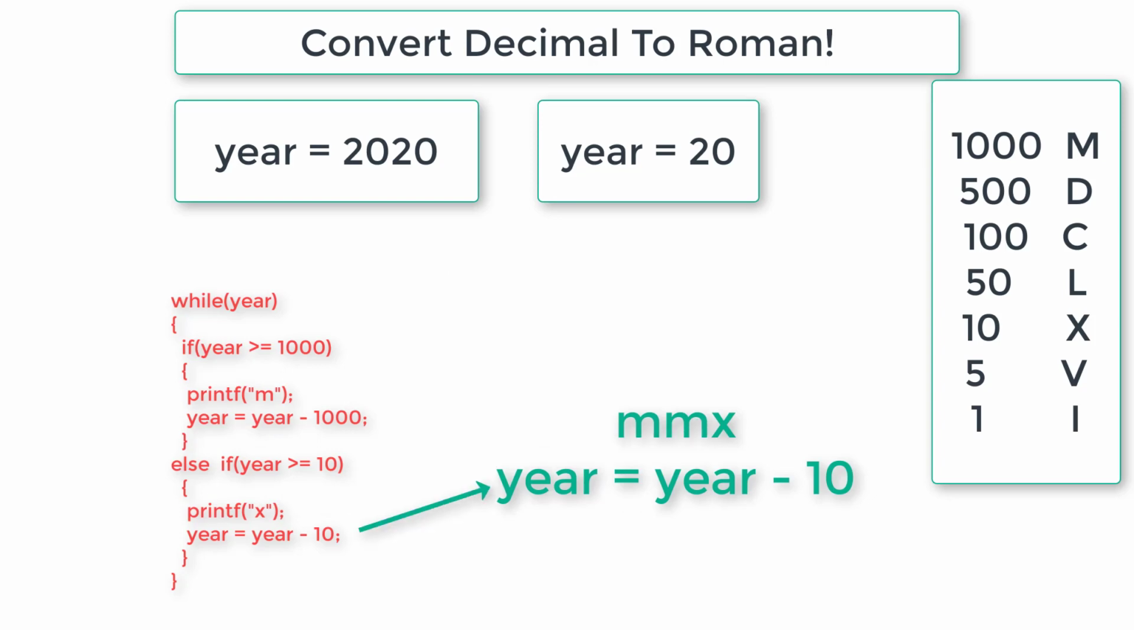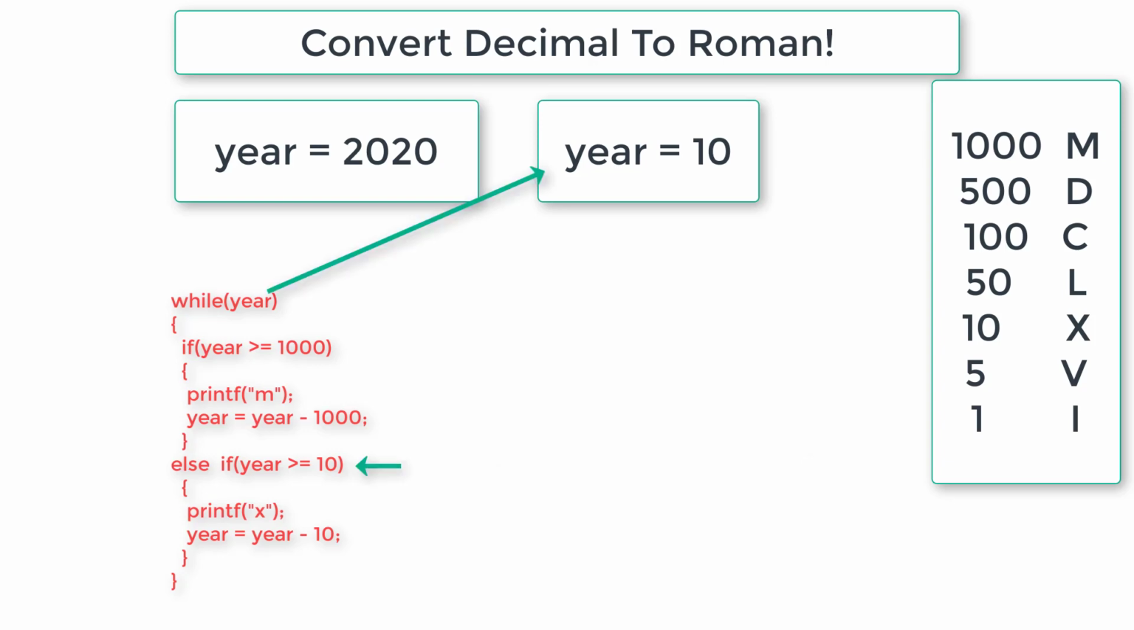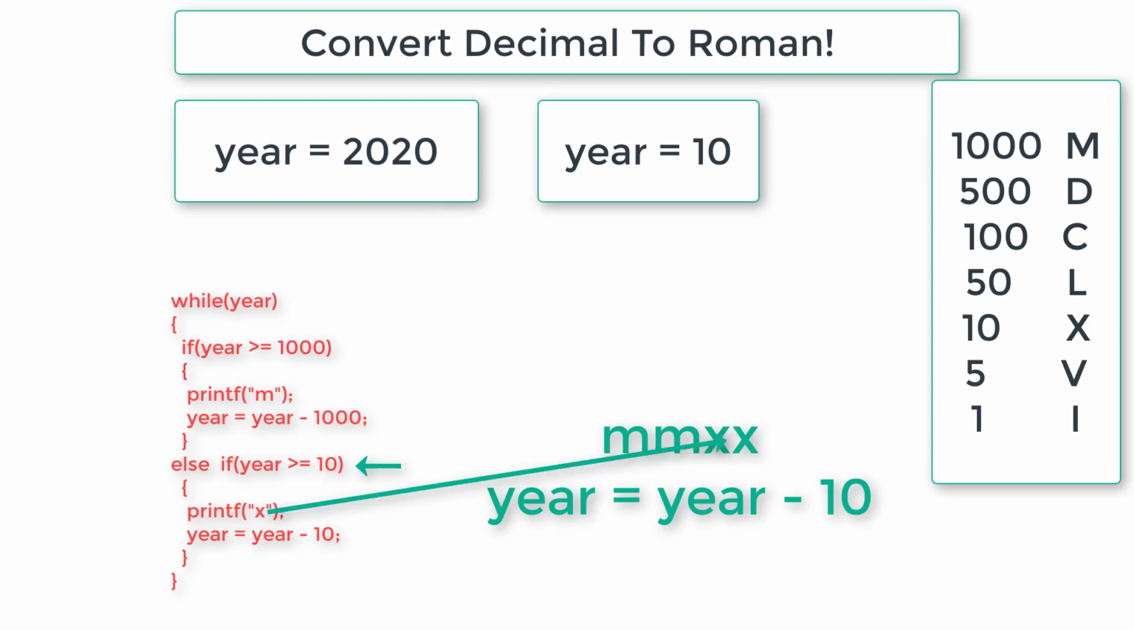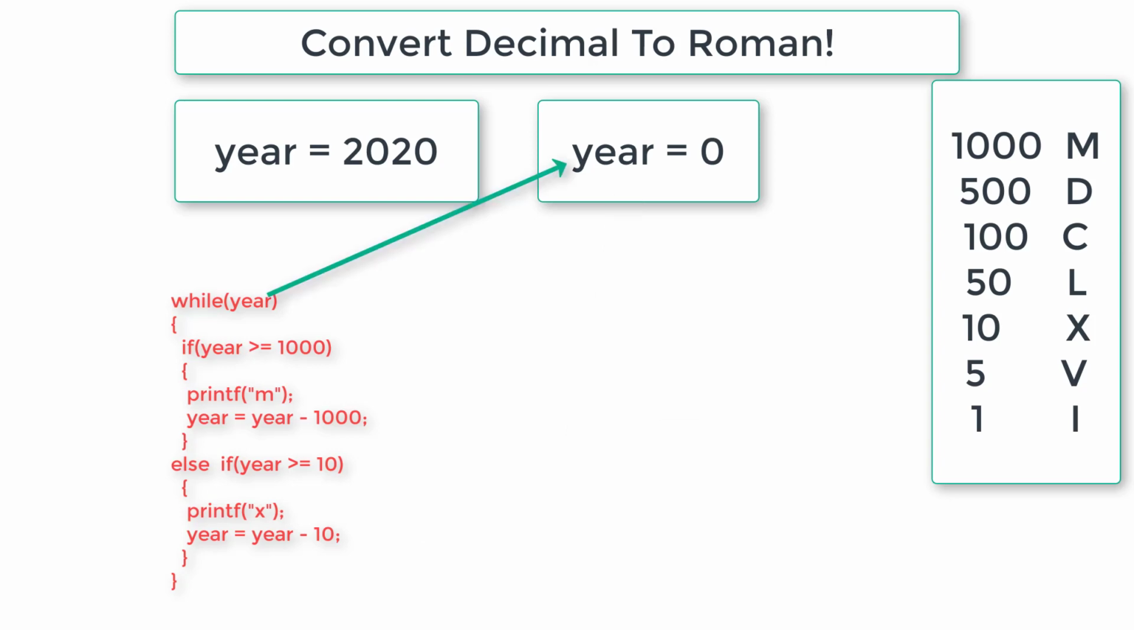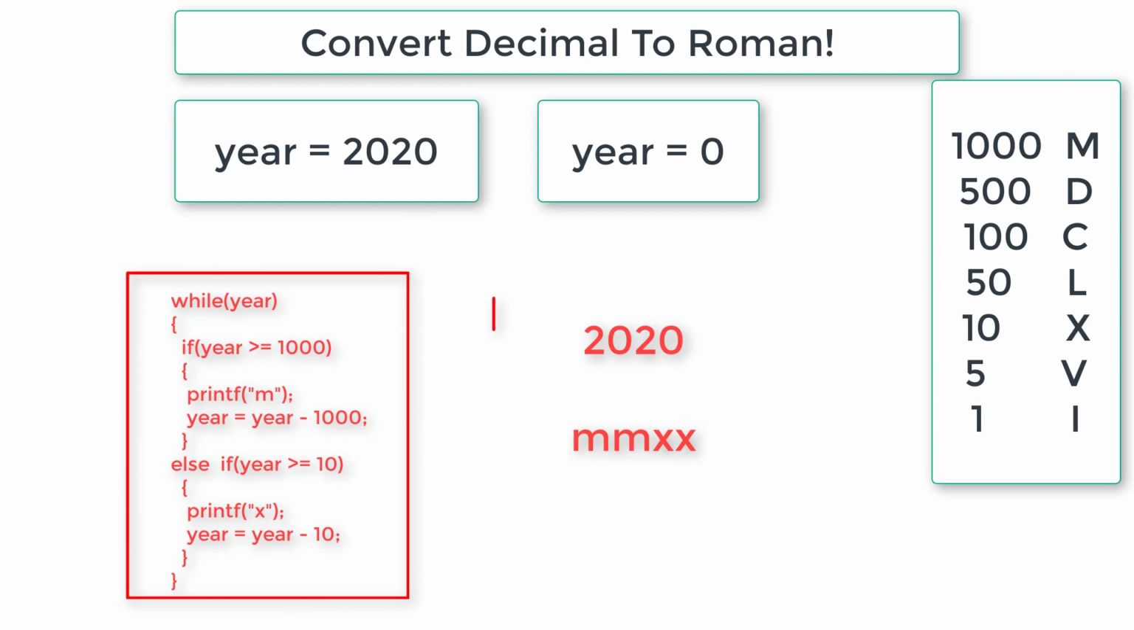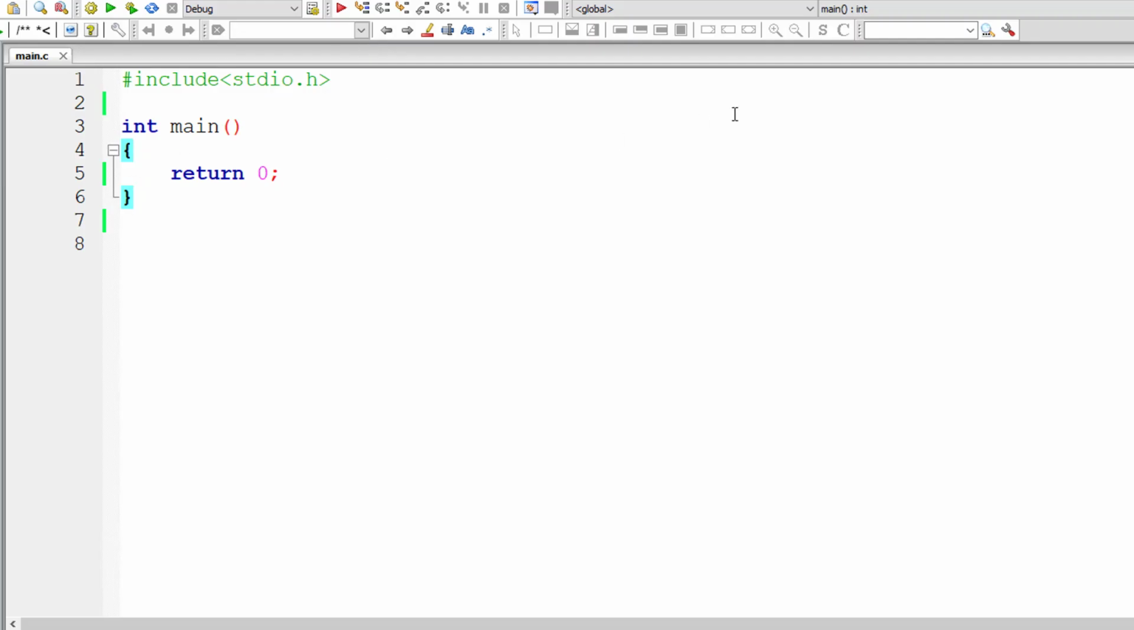MM from previous iterations, MMX from present iterations. Now reduce the year by 10, so year is 10. Once again this condition gets executed. Now year is equal to year minus 10, so year is 0 now. The control exits this while loop. So 2020 means MMXX. That's the Roman equivalent of 2020.